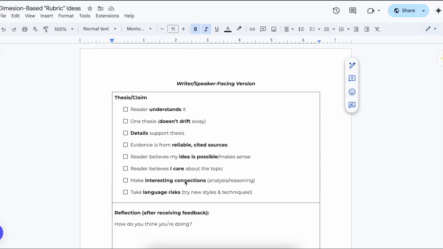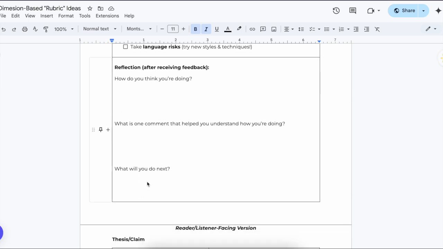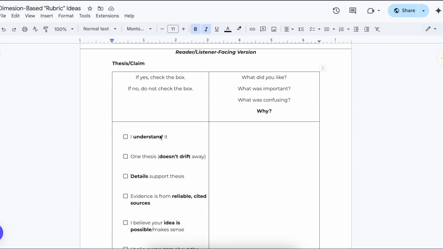So after I go through, I use this ideally to prepare myself to make sure that it's a draft that's ready for public consumption. And then after I get my feedback from peers, including the teacher, then I might go ahead and answer these 3 questions, which is based in my conversation with Dr. Inoue, what you might look for. So how do you think you're doing? What's maybe one comment that stuck out to you that helps you understand how you're doing, and what will you do next?